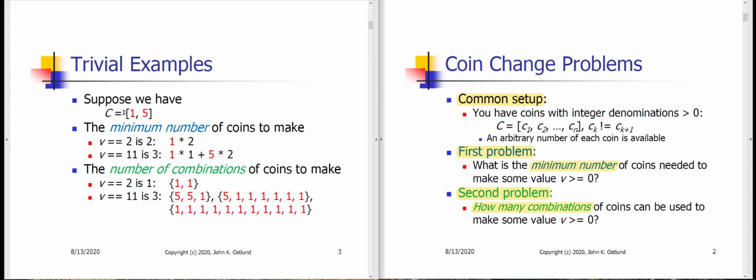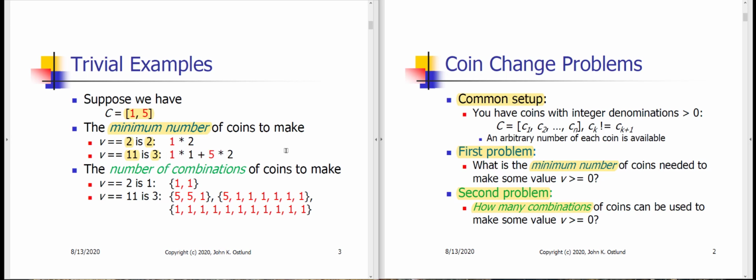So here we have a trivial example. Our coin set consists of just a penny and a nickel, and the minimum number of coins, if we want to make change for 2 cents, is 2 coins, okay? The minimum number of coins that we need to make change for 2 cents from this set of available coins is 2 coins. That is, we can use 2 pennies. The minimum number of coins to make 11 cents worth of change is 3. And we do that by using 1 penny and 2 nickels.